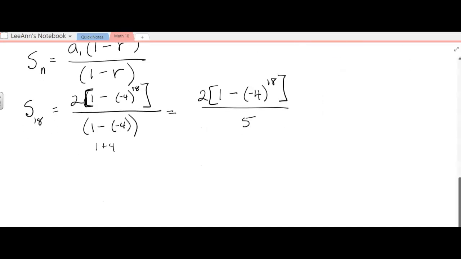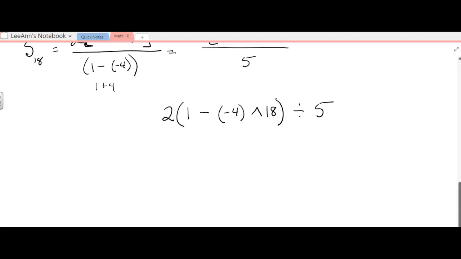Now, how am I going to put this in a calculator? 2, I'll have to open a parenthesis, and then it's going to be 1 minus, and then another parenthesis, -4 to the power of 18. I need to close that off and then divide by 5. All right, and so I'm going to put this in the calculator and see what I get.